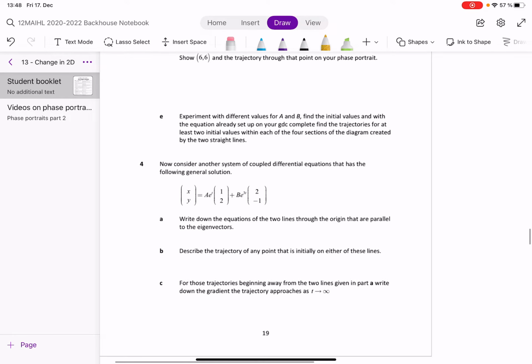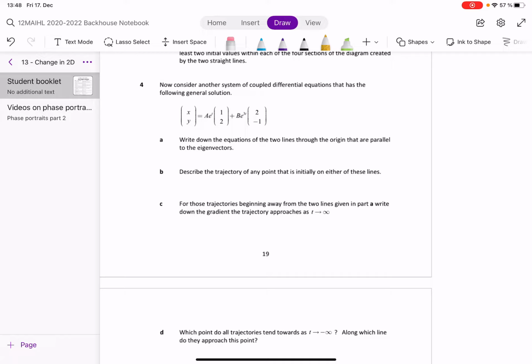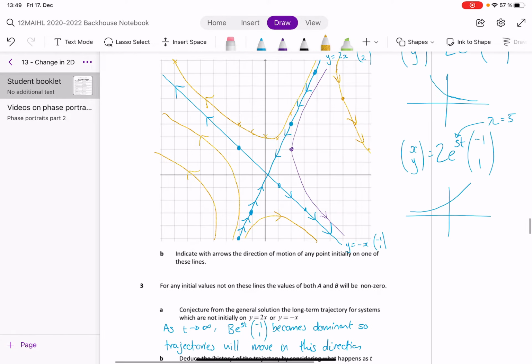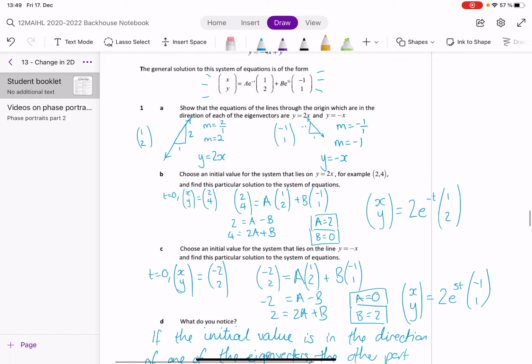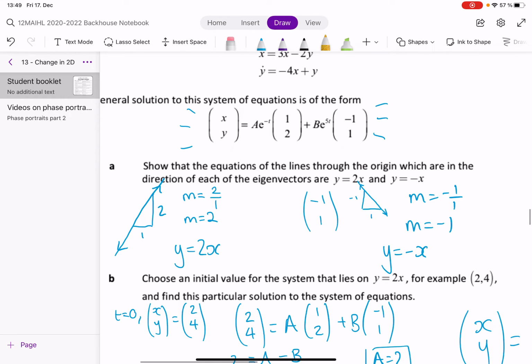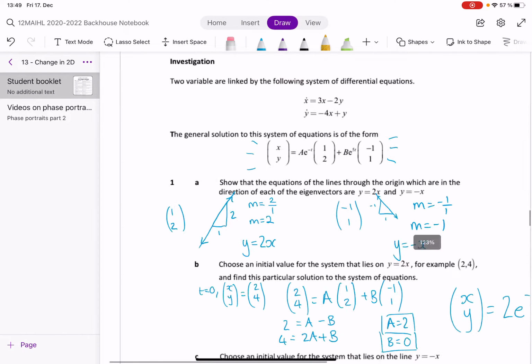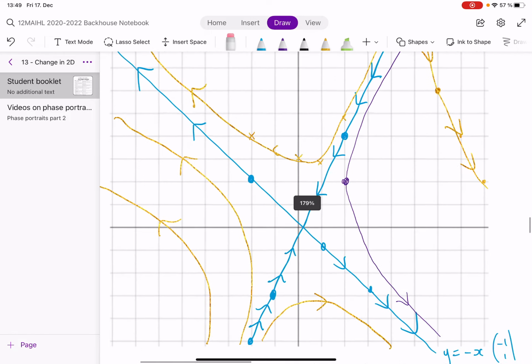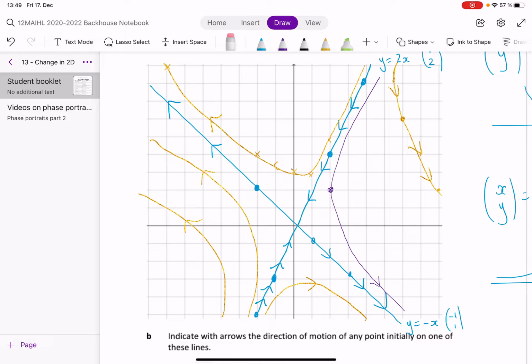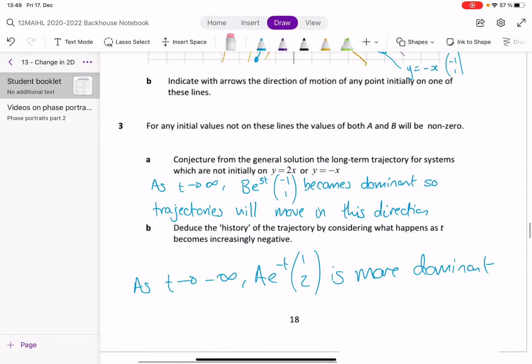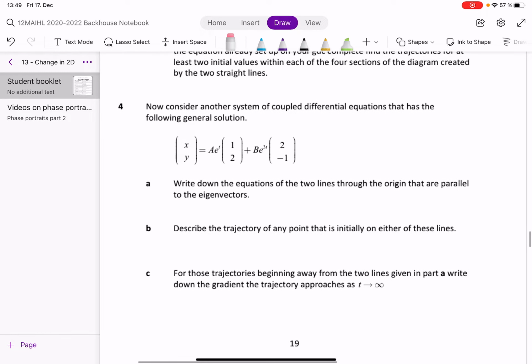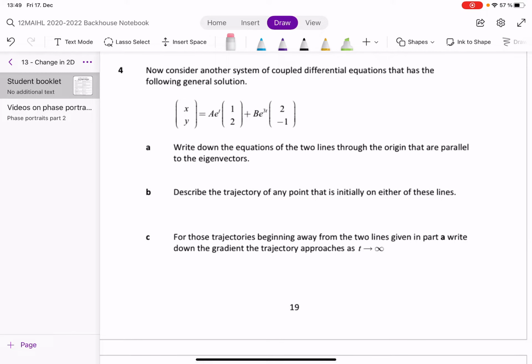The next idea then is to think about what happens as the eigenvalues change values. So we started off with one positive eigenvalue and one negative eigenvalue. We found that the positive eigenvalue had an eigenvector that went away from the origin. The negative eigenvalue had an eigenvector that went towards the origin. So let's take a look at an example where both of them are positive.